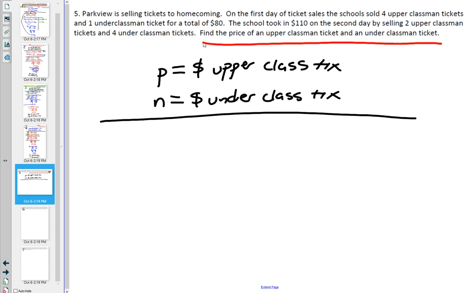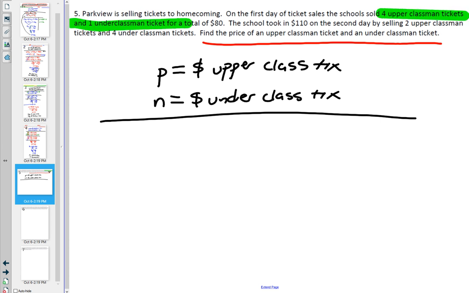Instead of wasting time asking you guys to do it on your own, let's just do this together. Lana, you're going to do this one? You'll never be able to go to homecoming. On the first day, 4 upper class tickets and 1 underclass ticket cost $80. So let's translate that into math. Somebody brave like Nicholas. I'm going to highlight it for you again. Don't say I don't take care of you. Thank you, I appreciate it.